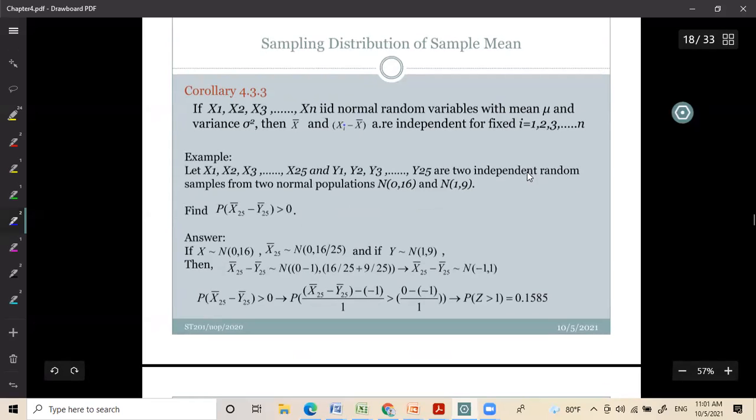Okay, let's look at an example where we can use this sampling distribution of sample mean.